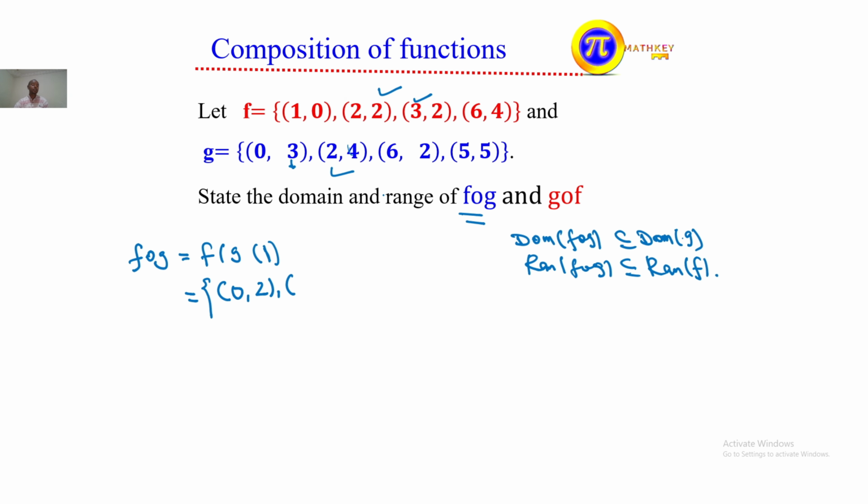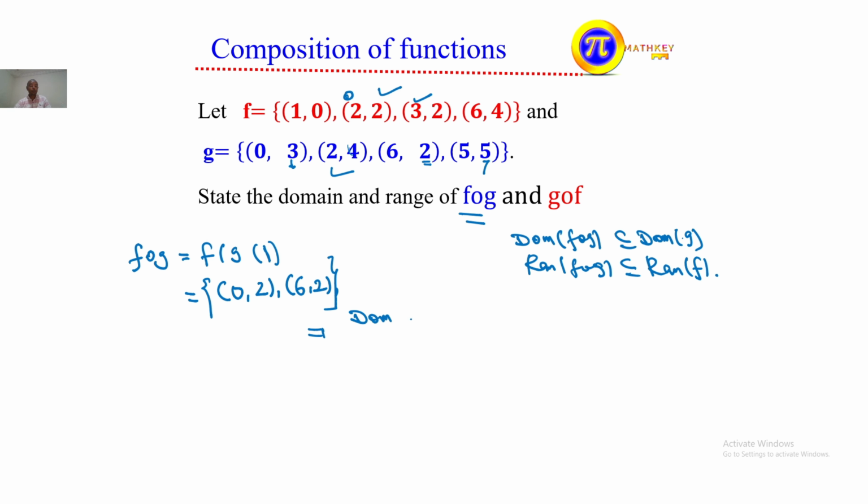When it comes to 6, it goes to 2 in the range of g. We have to find 2 in the domain of f. Yes, we obtained it here, so 6 goes to 2. When it comes to the next one, it is 5 to 5. We'll try to find 5 in the domain of f, but it is not there, so we can't have it. So this is the only value for fog.